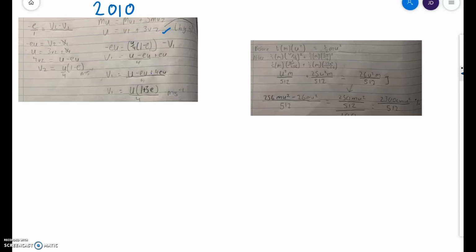Then you did your coefficient of restitution formula, minus e over 1 equals v2 minus v1 over u2, which is 0 minus u1, which is u. So then that 0 minus u is multiplied by minus e. So what happens here is this should be a plus. That's the only real mistake there, that should be plus.